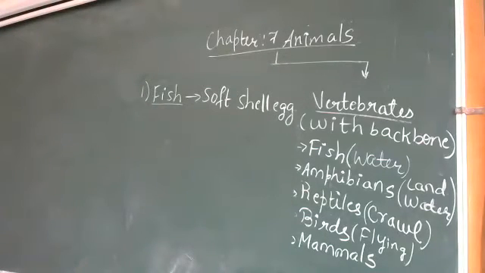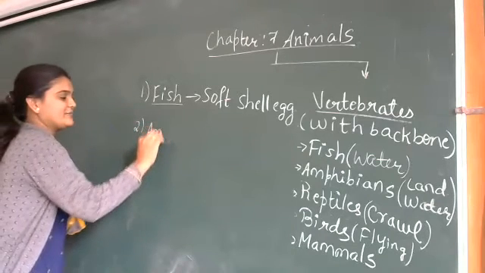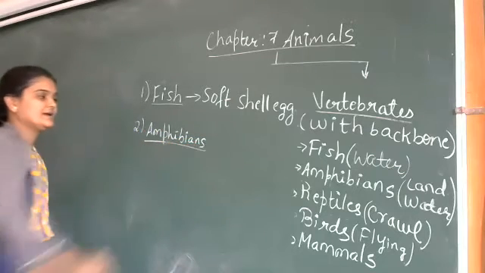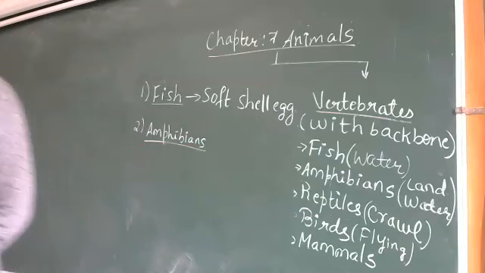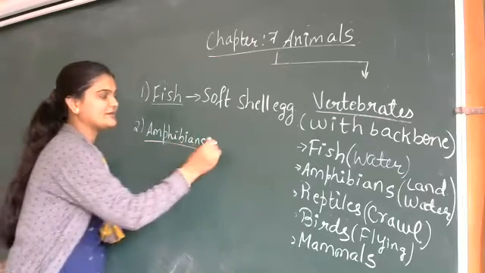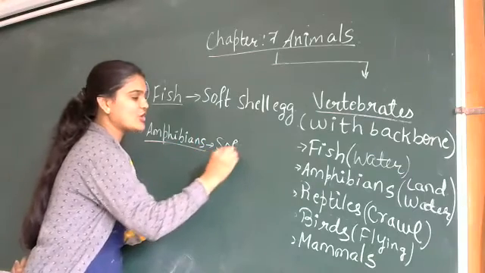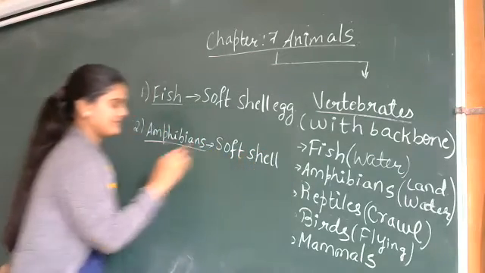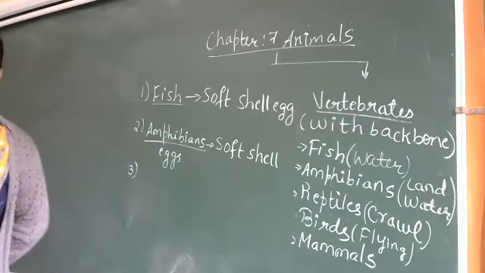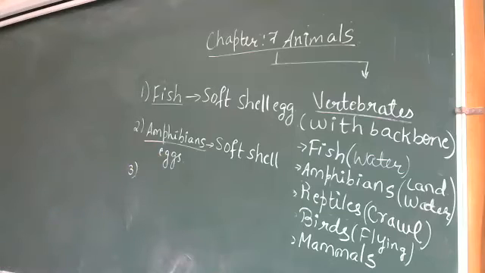So tell me, children, what about amphibians? Second one. Yes, they live both on land and water. They lay very soft shelled eggs. Remember, amphibians and fish have soft shelled eggs. Next, what are the examples in amphibians? Yes, frogs. Correct.